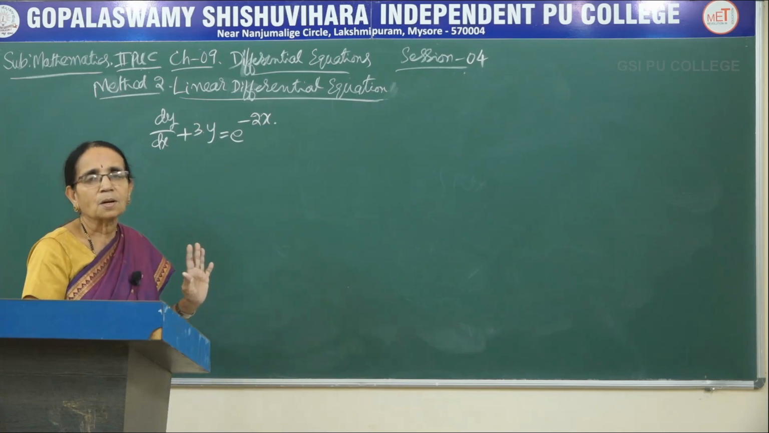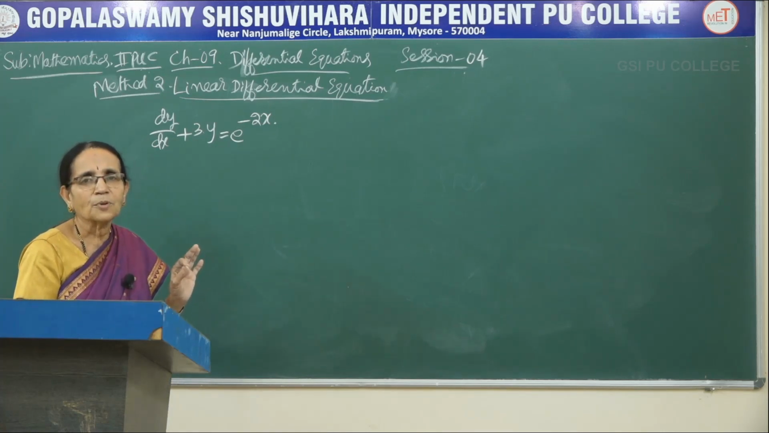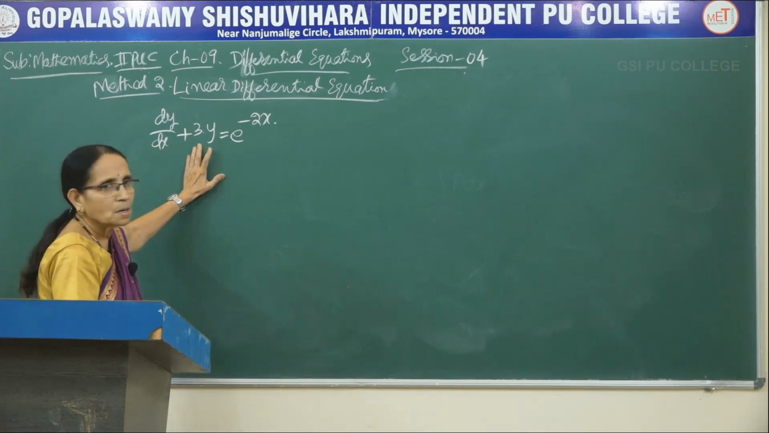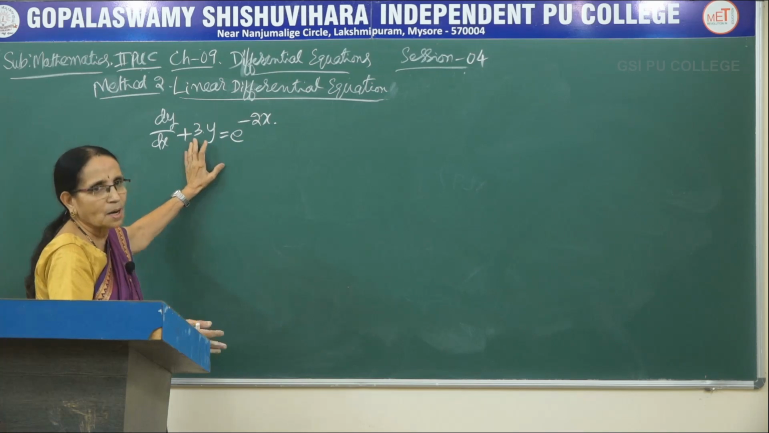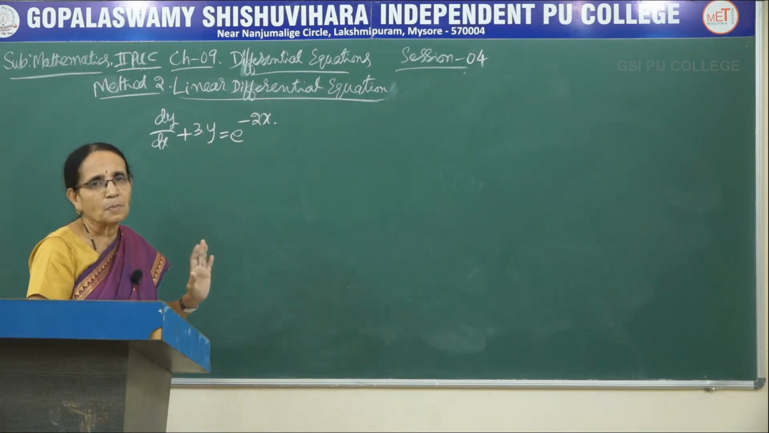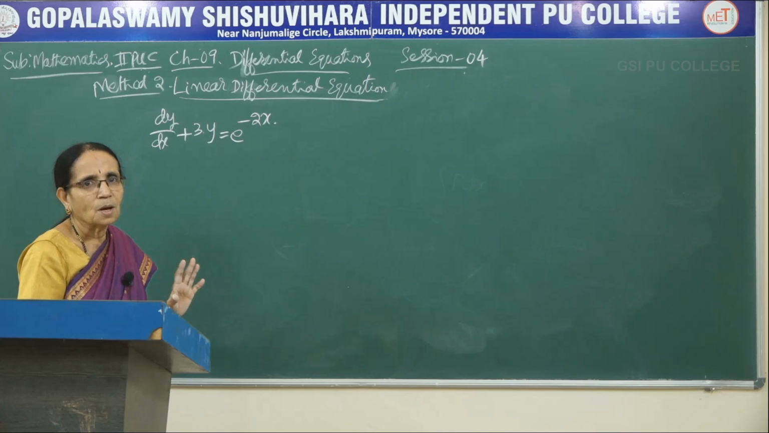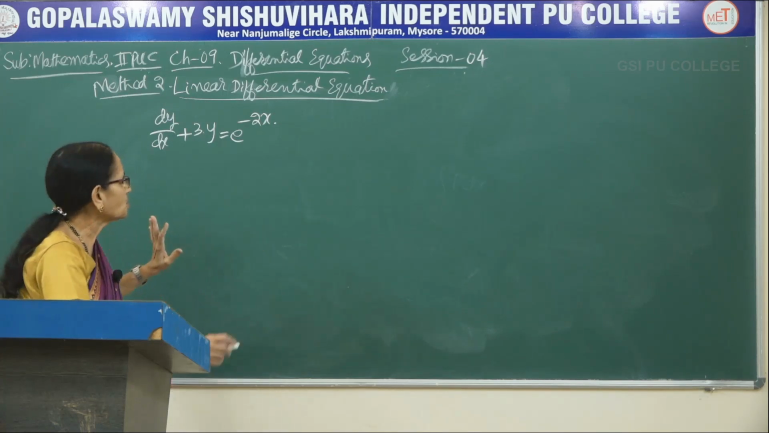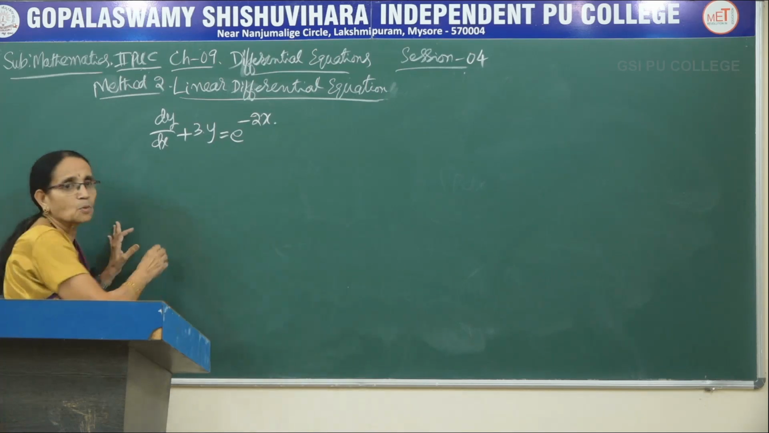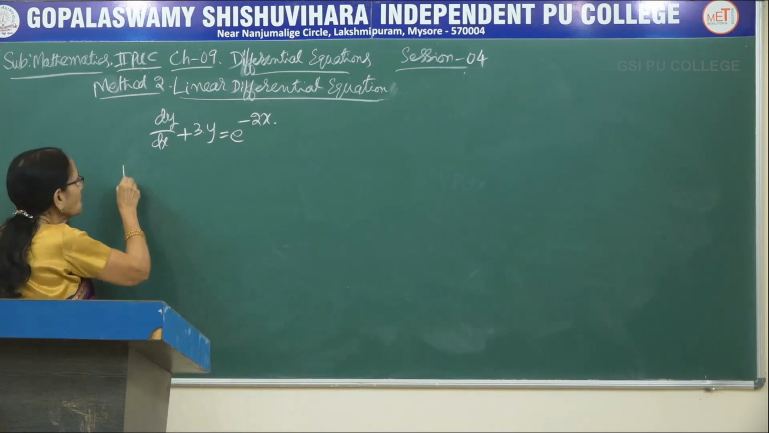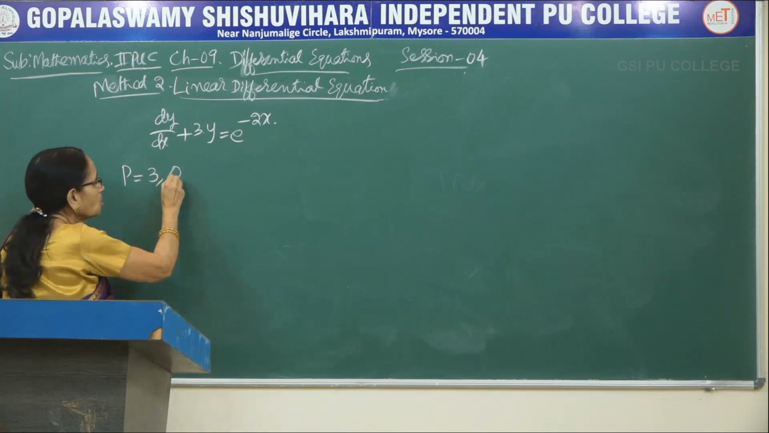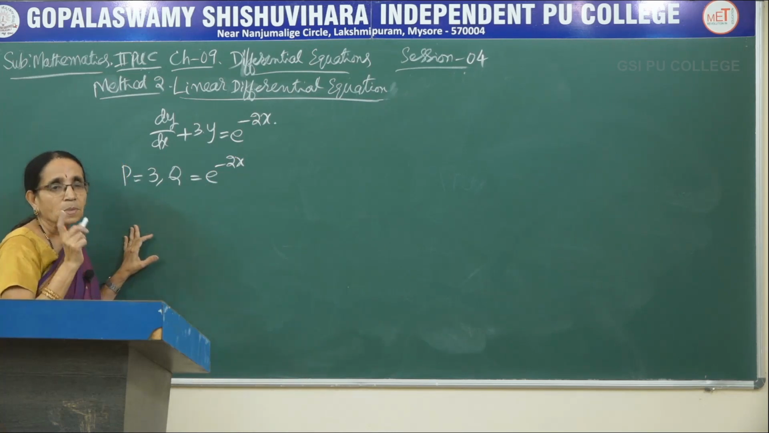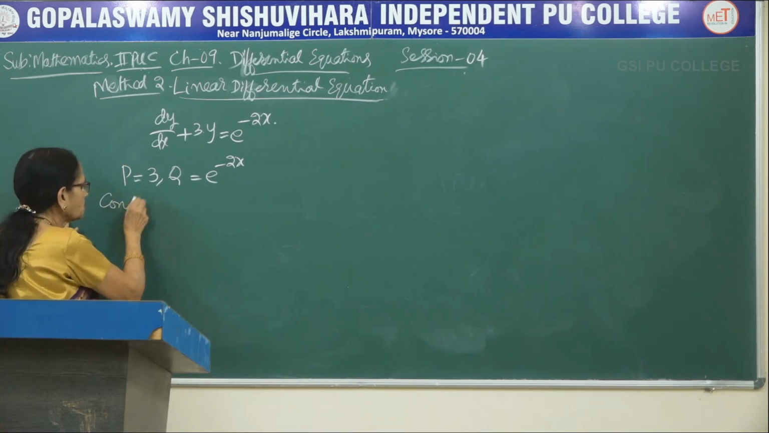Now you see that it is in the form of a linear differential equation. dy by dx is there plus 3, p is 3 and it is a constant here, and q is e to the power minus 2x, it is a function of x. In this problem I have given you directly the standard form. So first we will identify what is p and what is q. P is 3, q is e to the power minus 2x. First step.